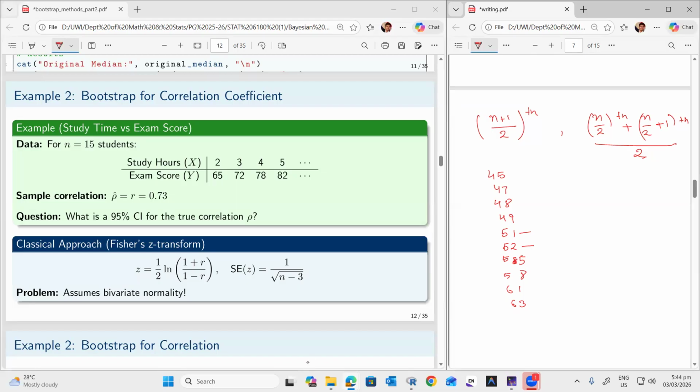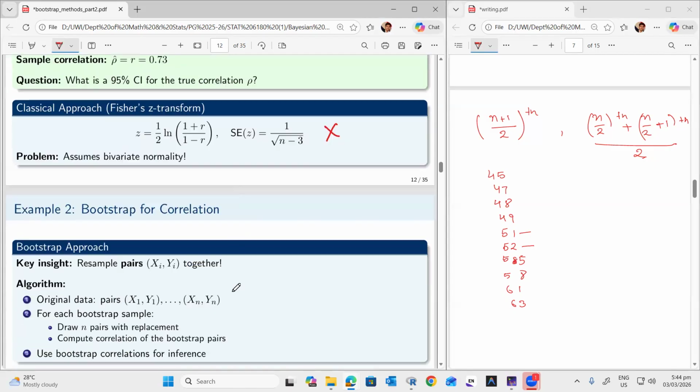The problem is that this assumes bivariate normality, meaning both data sets are normally distributed. But in real life, it is not necessary that both data sets are normally distributed, and at that time this method will not work. If both data sets are normally distributed, then you can use Fisher's Z transformation method to calculate the confidence interval, but otherwise you cannot use it.